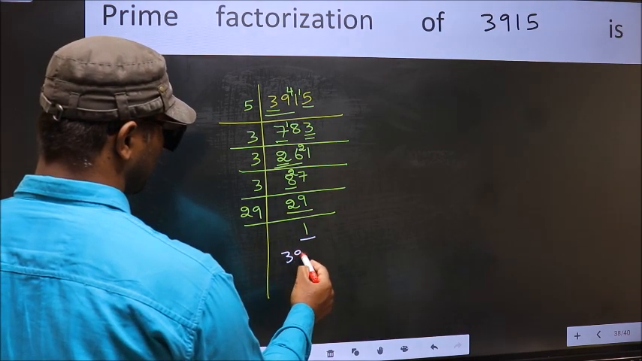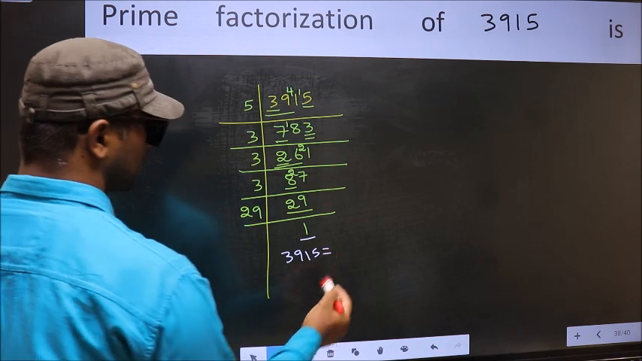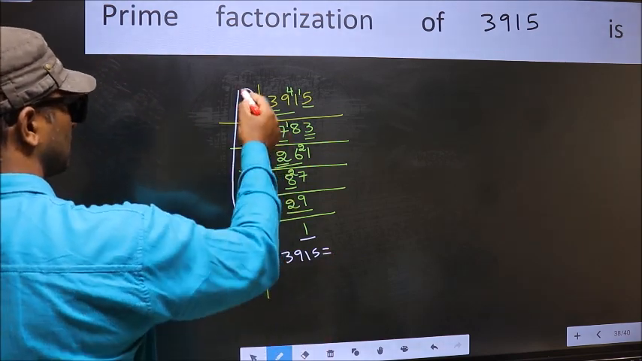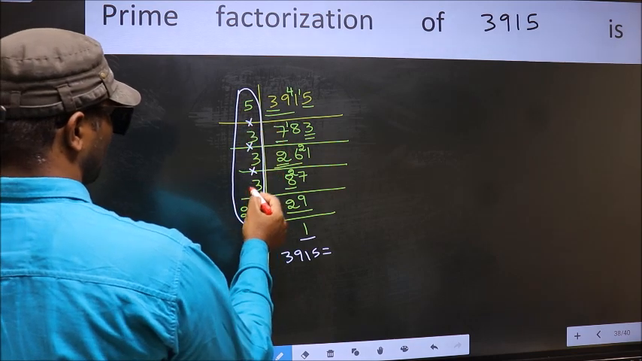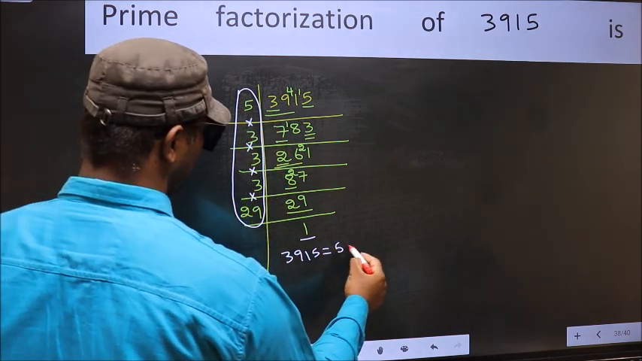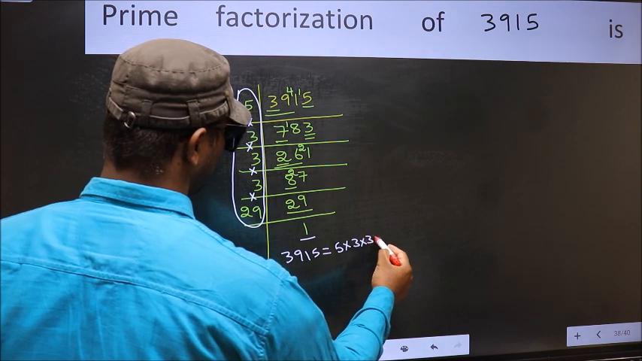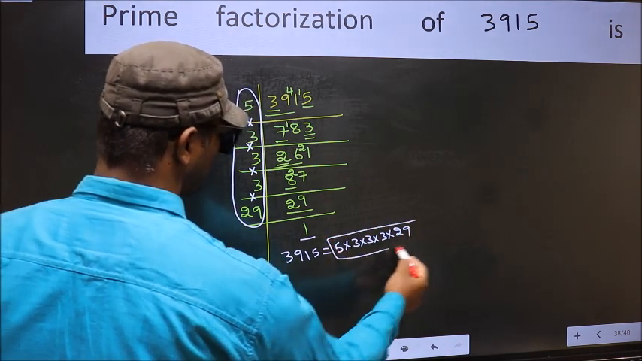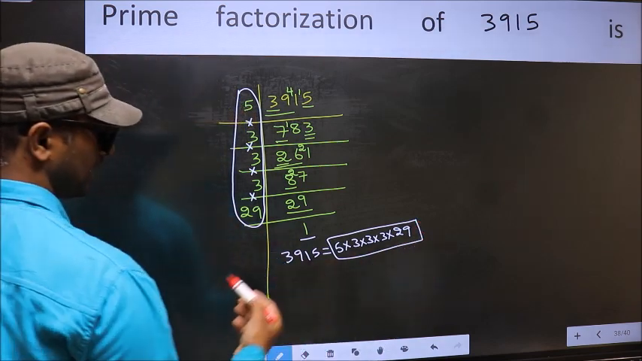So the prime factorization of 3915 is the product of these numbers. That is 5 into 3 into 3 into 3 into 29. This is the prime factorization of 3915.